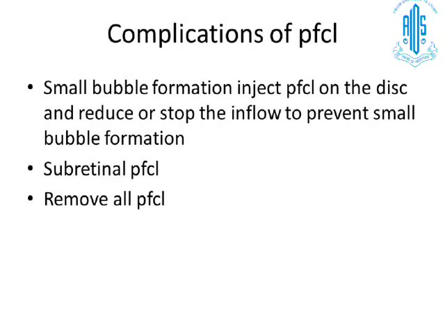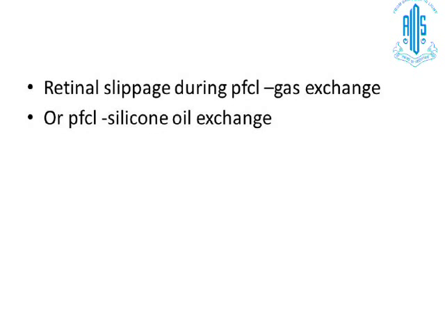Complications of PFCL, a lot of them have been already dealt with. So the most important thing is to avoid the small bubble formation. You have to inject PFCL on the disc, or you have to reduce or stop the inflow. One can have subretinal PFCL, or in any case, you have to remove all the PFCL. If at the end of surgery you find there's a small bubble over there, go in and remove it. You can have retinal slippage during PFCL gas exchange, and that's why you prefer PFCL silicone oil exchange. Remember, in order to avoid the subretinal PFCL, one must always fill up the PFCL up to the level of the break, but do not go beyond the break, especially if you have formation of small bubbles over there.